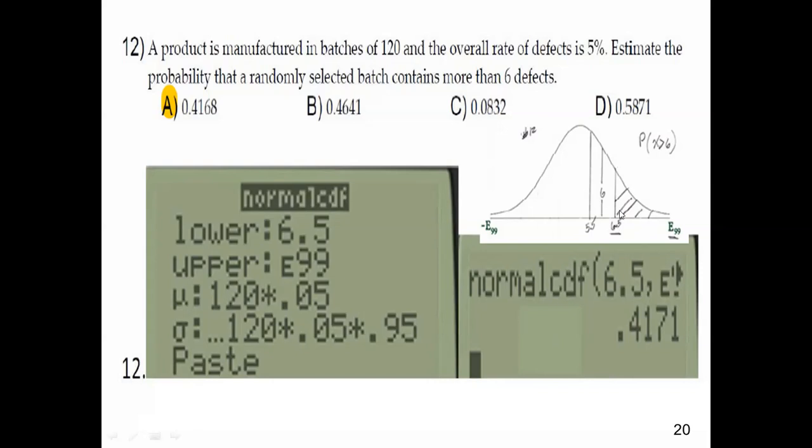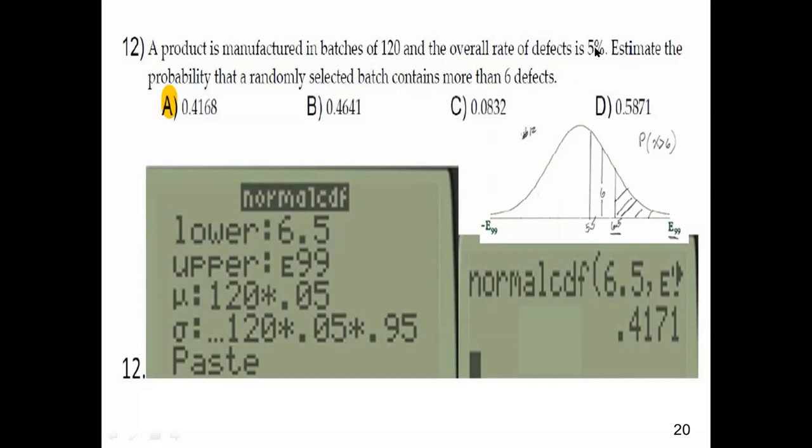Notice 6 didn't play any part in it. 6 was just a place for me to get started here, an access point or a relative point. More than 6, x greater than 6, does not include 6. So I couldn't very well start at 5.5 and go to my right because I'd go right over the 6. I'm starting at 6.5. That's my lower bound. E99 is my upper. n times p. Square root of n times p times q. Well, p is 0.05. Please don't use 5 for p. 5% is 0.05. Probabilities aren't bigger than 1. They're between 0 and 1. Don't make that careless error.